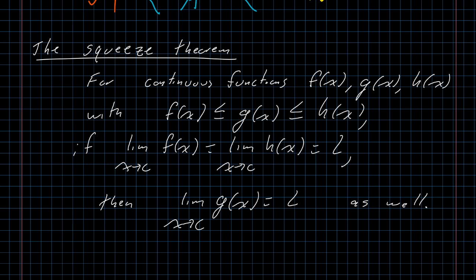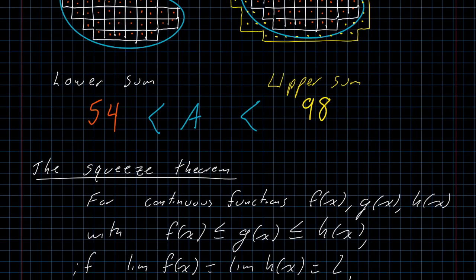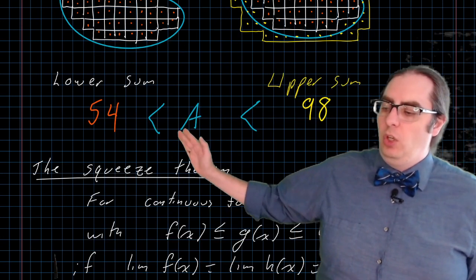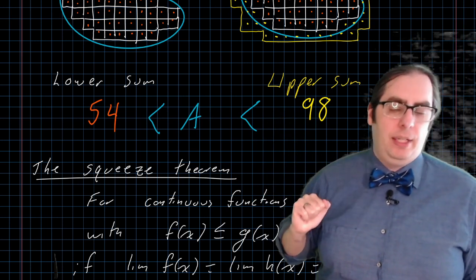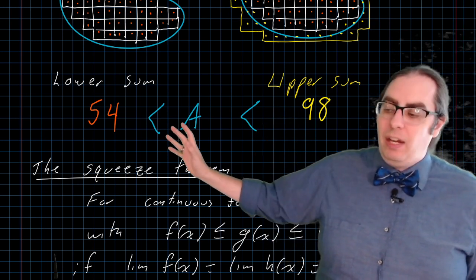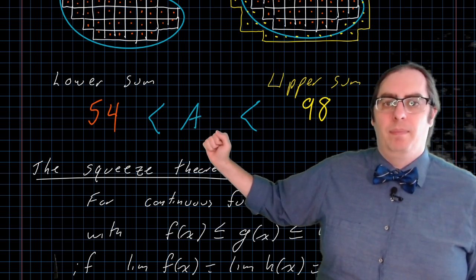This is the tool that we're going to be using here. We have our lower limit, lower sum f of x, which came up with this smaller number, 54 in this case. We have our upper bound, the upper sum, which came out at 98. The area is somewhere in between.